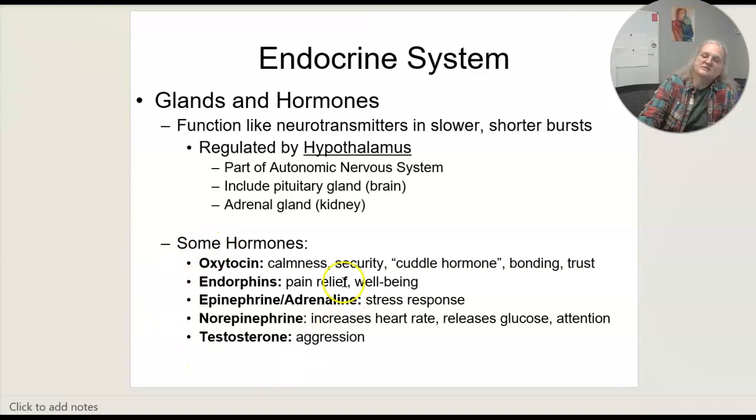Some important hormones that we've already talked a little bit about. You've heard some of these words. Oxytocin. Maybe we haven't talked about oxytocin. That's a really important one. Oxytocin is often called the cuddle hormone. This is implicated in bonding and trust. Women have more oxytocin than men.